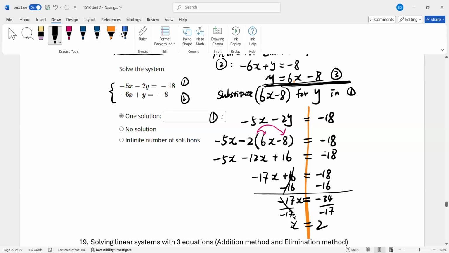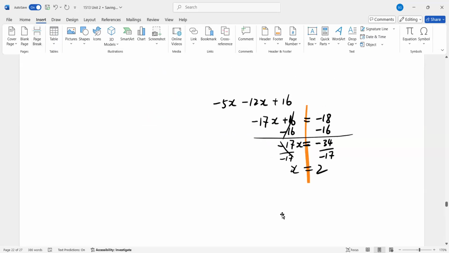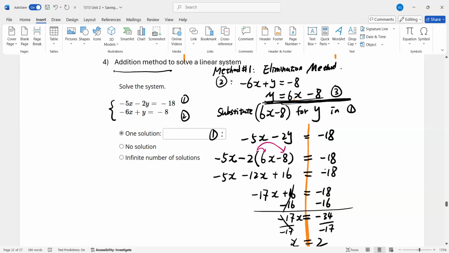Not done yet, guys. You might be tempted to stop here, but no, we are not done yet. Because the solution of the system, we know there's one solution, right? The solution of the system is going to have two components. It's an ordered pair. Now we only got the first component. We have to find the second component as well. We need to find the corresponding y value.